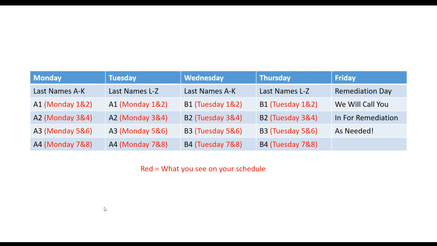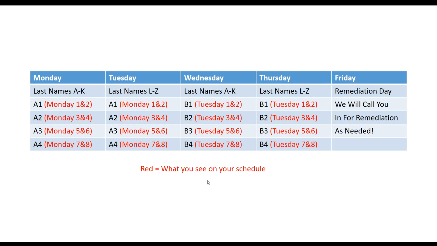Now, if you look at it, it does look a little different than what I just told you. However, your A1 is represented by your Monday 1 and 2 that I just showed you. So if you're an A through K on Monday, you will follow A1 through 4 schedule. If your last name is L through Z, you will follow your Monday A1 through 4 schedule. Then we go to Wednesday and we start going to our B day classes. So on Wednesday, last names A through K will visit their B1 through 4 class. And then on Thursday, last names L through Z will visit their B1 through 4 class.